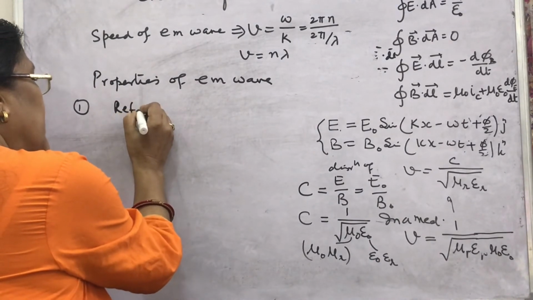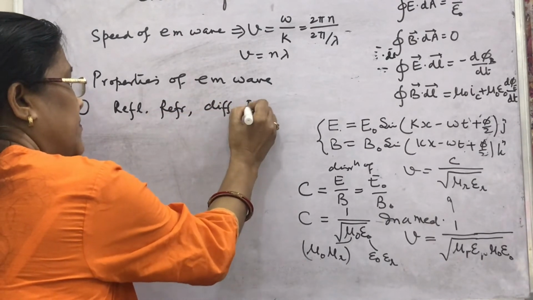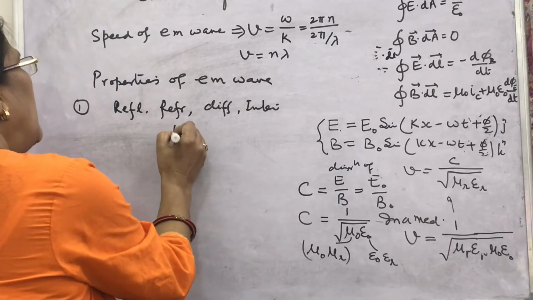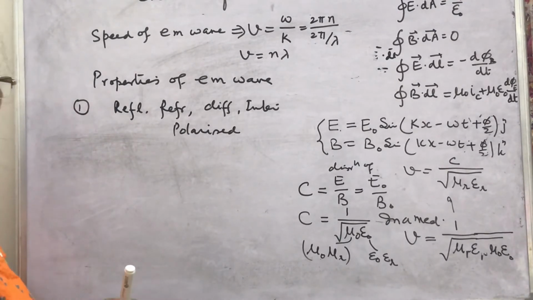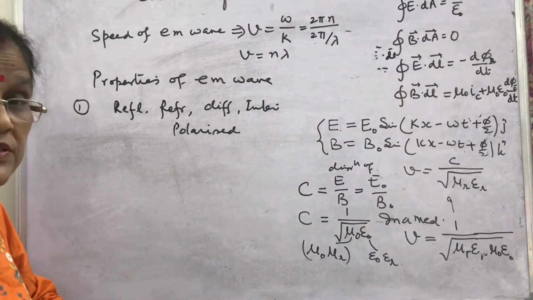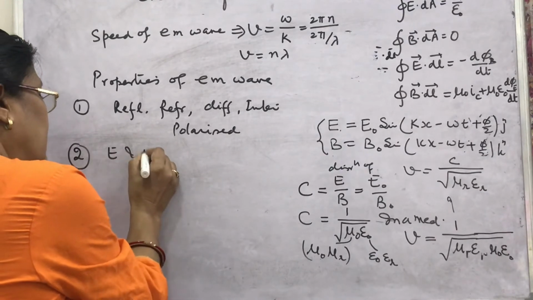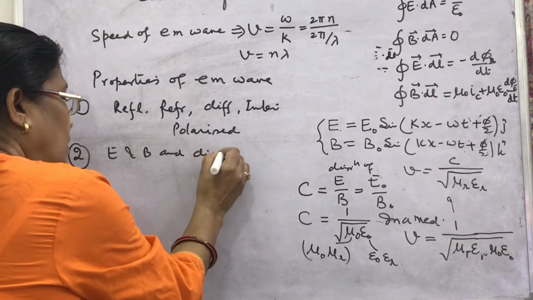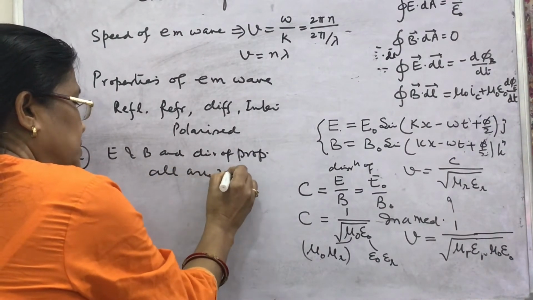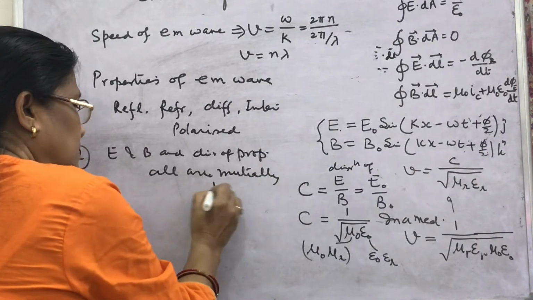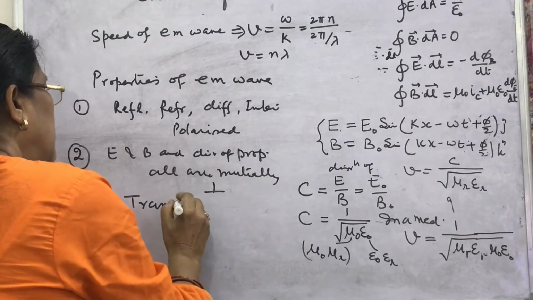EM waves can be reflected, refracted, diffracted, show interference, all the properties of waves. EM waves can be polarized. Now, EM waves are transverse in nature. You can also write, because E and B and the direction of propagation are all mutually perpendicular, it is said that EM waves are transverse in nature.